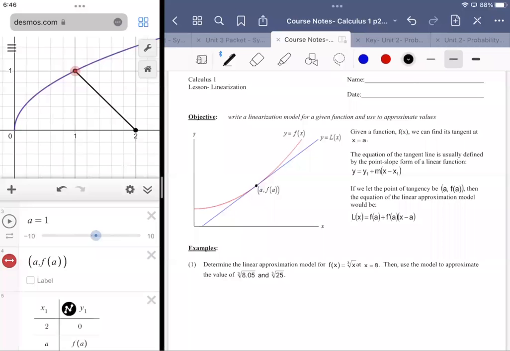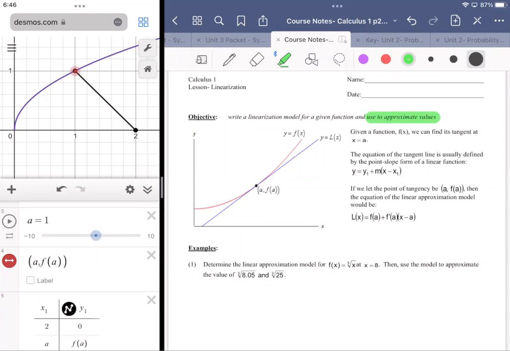To the cloud. So, linearization objective: write a linearization model for a given function and use it to approximate values. The first part of that objective doesn't really tell us too much. It's like, okay, learn about the thing that is the title of the lesson, but "use to approximate values" is going to be more important. And you can see pretty classic examples below.